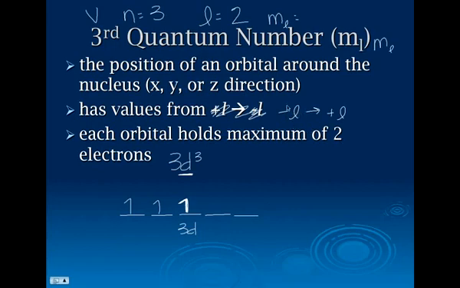Well, it starts at negative l. l was 2, so our first blank is negative 2. And then we count up by whole numbers. So negative 2, negative 1, 0, and then we start into the positive, plus 1, plus 2. So our last electron actually went into the blank that was labeled 0. So m sub l has a value of 0 in this particular case. And this is just a little reminder that each orbital can hold up to 2 electrons.